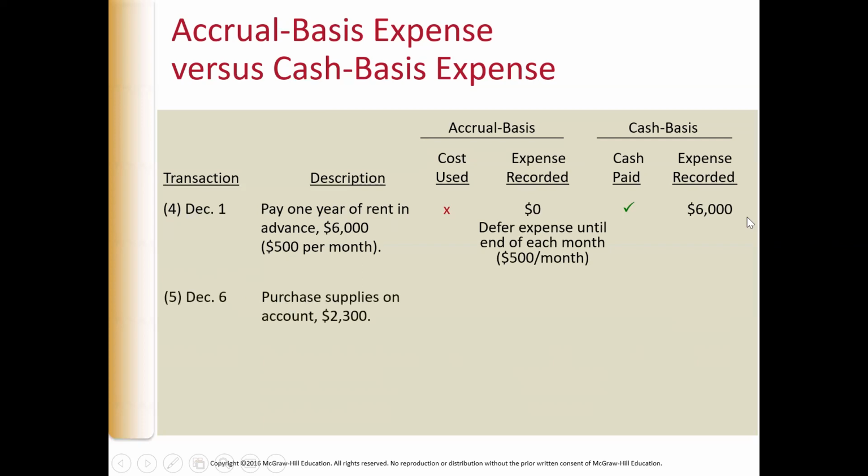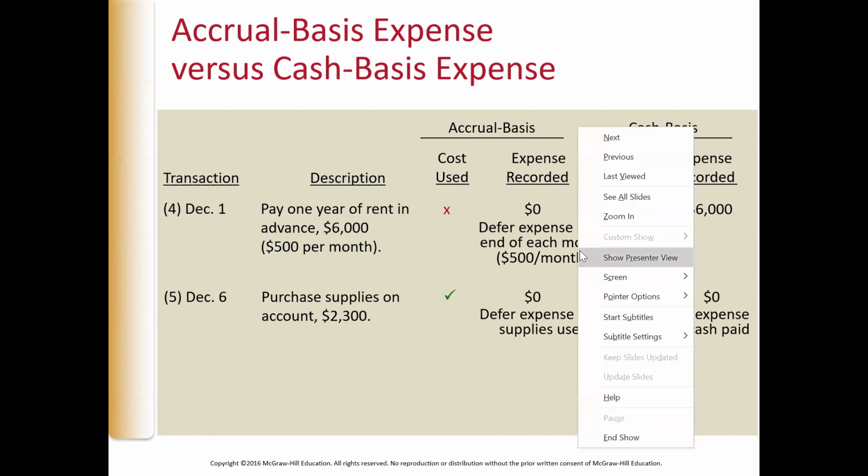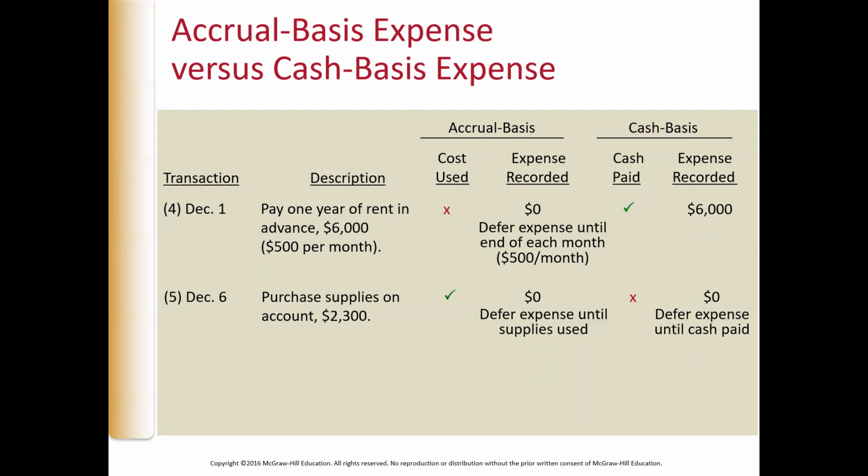On December 6th, we purchased supplies on account for $2,300. So under the accrual basis, we wouldn't show an expense until we use those supplies. Initially, those supplies would be an asset. And then once we use those supplies, they become an expense. Under the cash basis, we're not going to report that expense because we didn't pay for it yet, right?